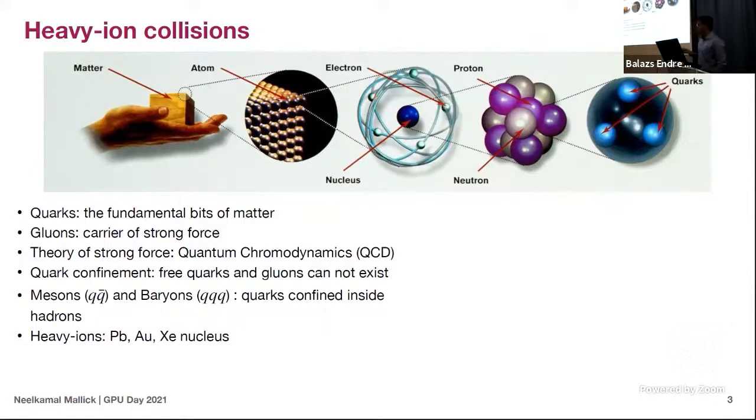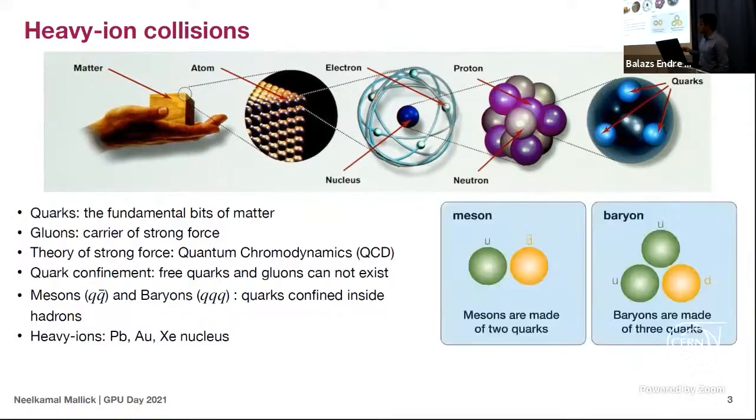And there is a phenomenon known as quark color confinement, where free quarks and gluons cannot exist under regular temperature or pressure. That means you cannot find a free quark or a gluon ball just lying around. But what they do is clump up together to build mesons, which are the two-quark structures, and baryons, which are the three-quark structures. So basically, quarks and gluons are confined inside hadrons.